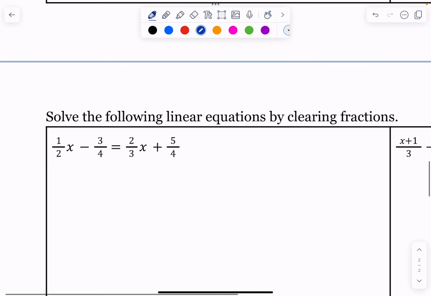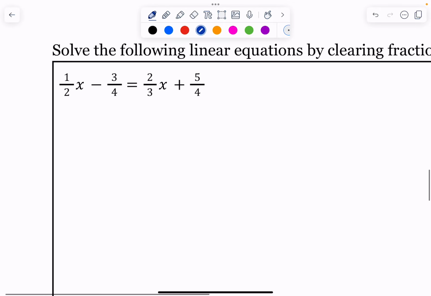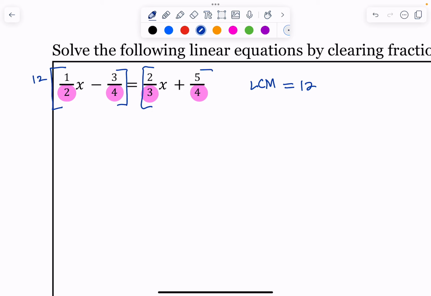All right, for the next section, we are solving the following linear equations by clearing the fractions. So what we want to do on these, we want to look at the denominators and find what the least common multiple between these would be. And for 2, 4, 3, and 4, we're going to be multiplying by 12. So I'm going to multiply everything by 12 on the left side and everything by 12 on the right side. We have to do that on both sides to maintain equality.